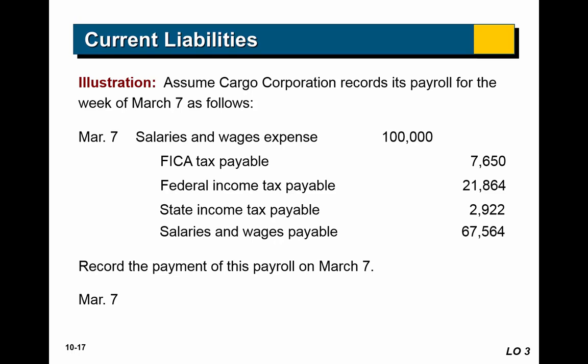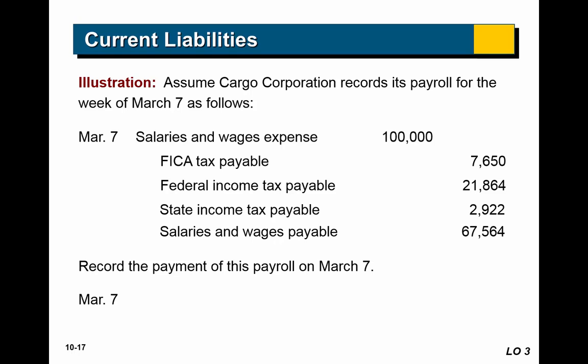Cargo Corporation records its payroll for the week of March 7th as follows. The salaries and wages expense is $100,000. FICA, that's Social Security tax payable, $7,650. Federal income tax payable, $21,864. State income tax payable, $2,922. And salaries and wages payable, $67,564.